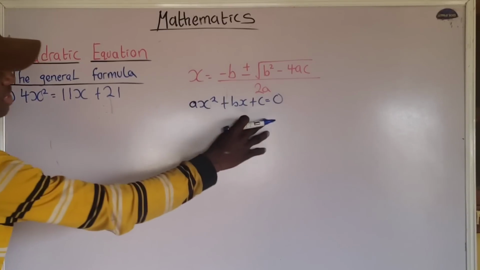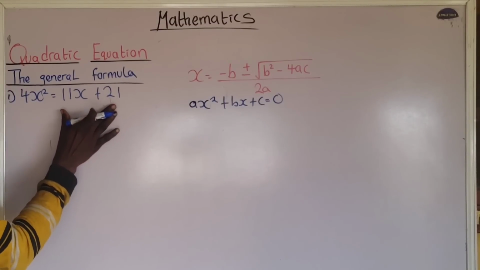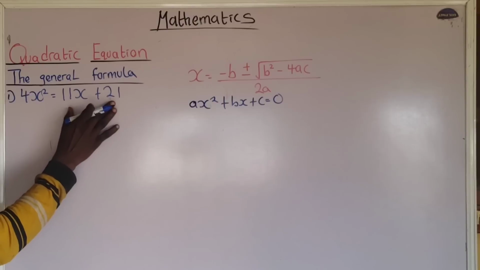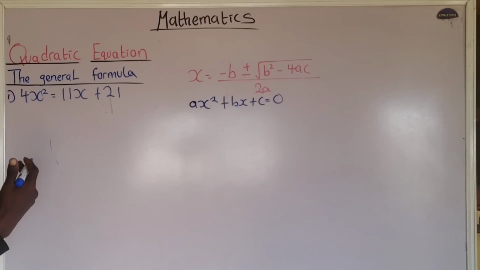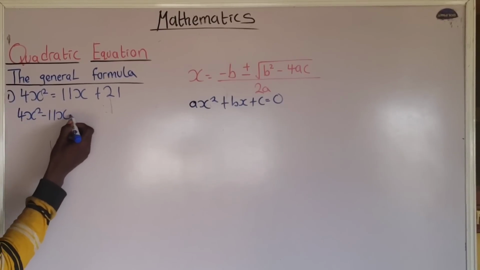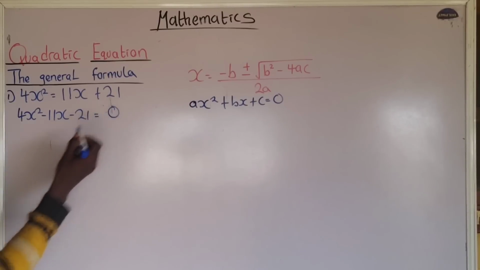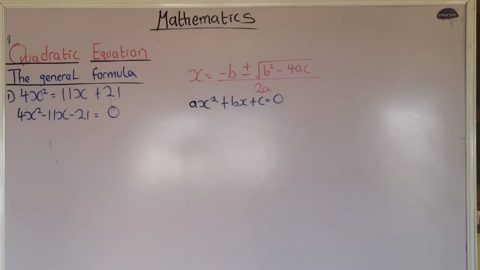Such that it will look like this. Okay, so here I'm going to move all the terms that I have on the right hand side of the equation to the left hand side. So I'm going to have 4x squared minus 11x minus 21 equals 0. You can see now, because the 11x crosses the equals sign, the negative sign changes to positive, and the positive 21 also changes to negative 21. So the quadratic equation becomes like this.